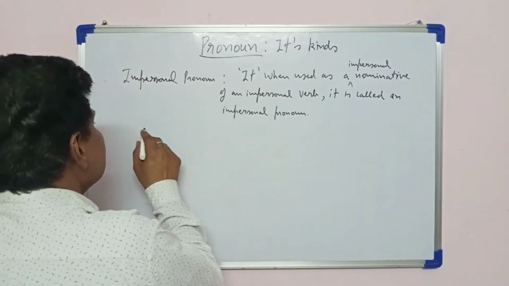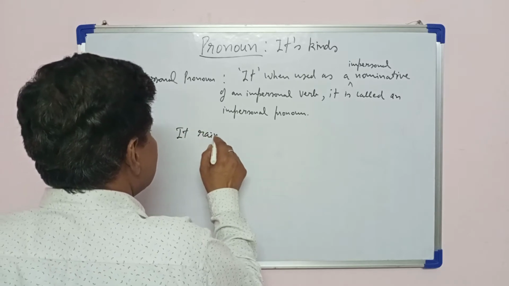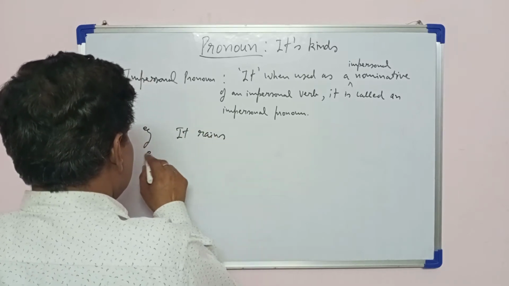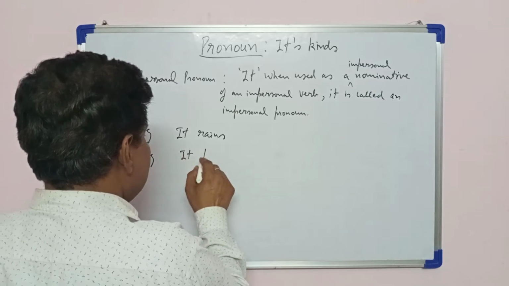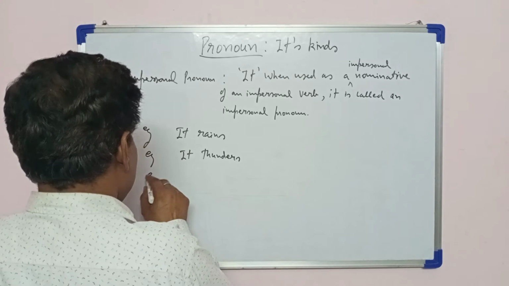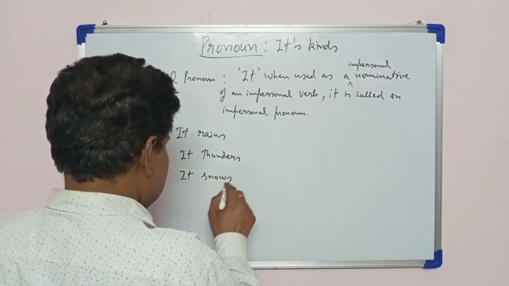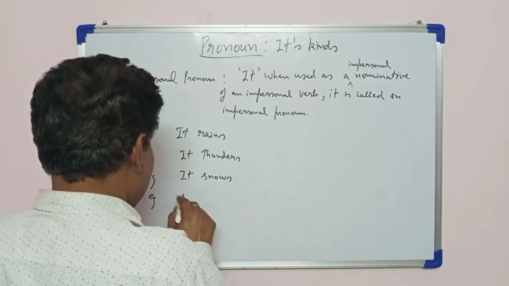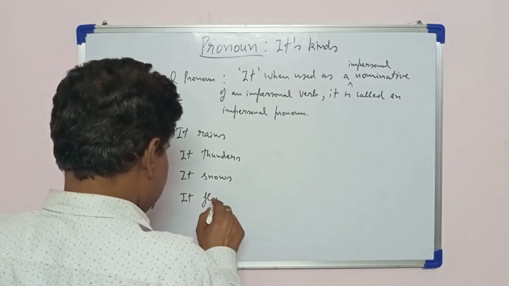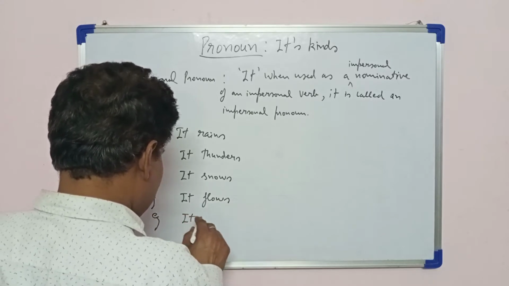For example, it rains, it thunders, it snows, it flows, it blows.